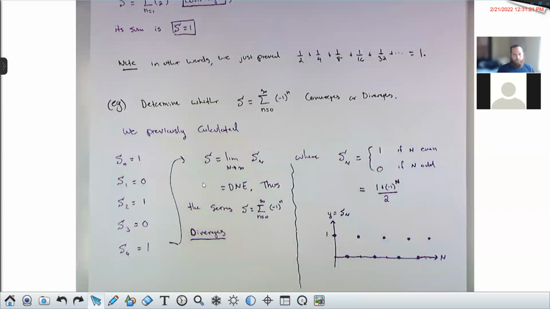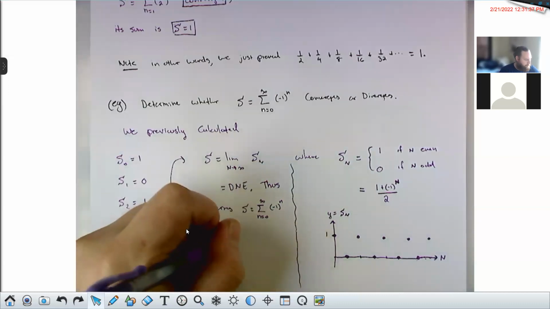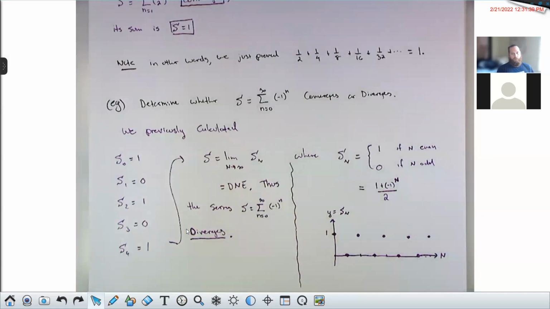The solutions to problems in chapter 11 are paragraphs with words, right? At least full sentences. This limit does not exist, thus the series S equals sigma n from 0 to infinity of (-1)^n diverges. Period. Make sure you're writing in full sentences. Make sure you're using correct grammar and syntax.